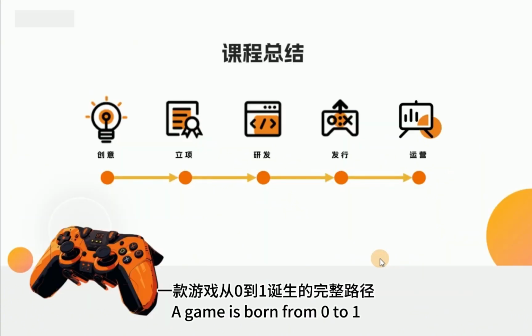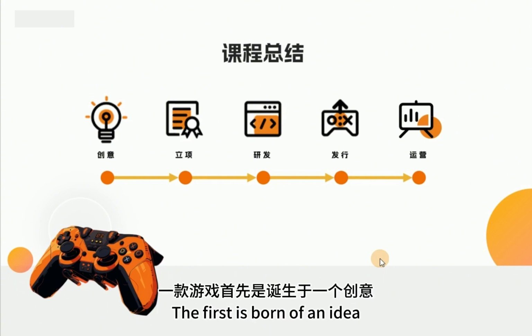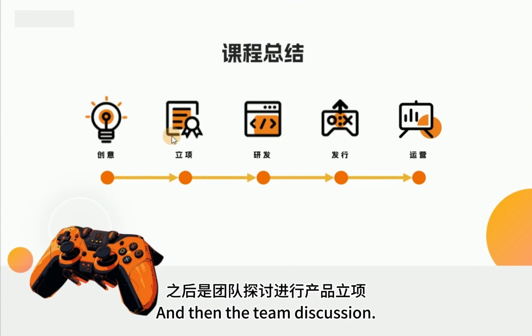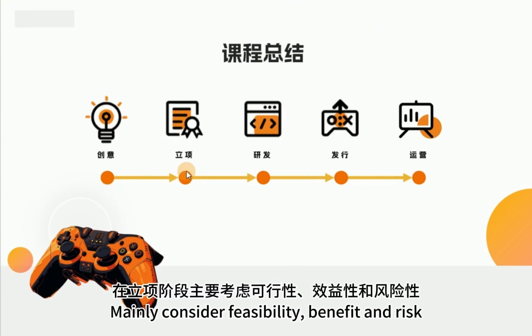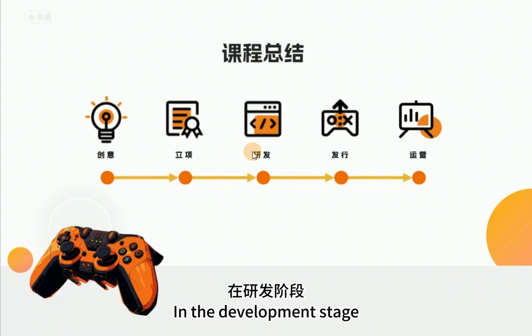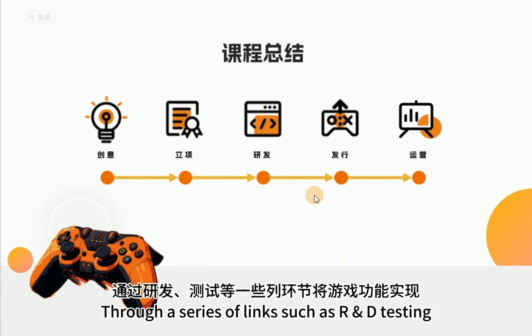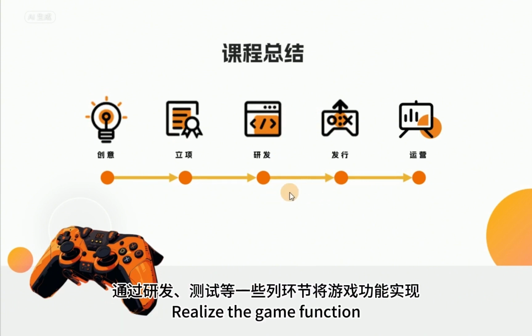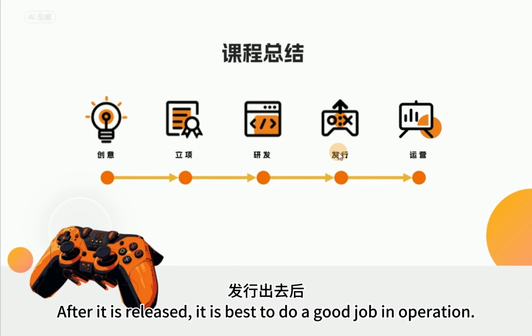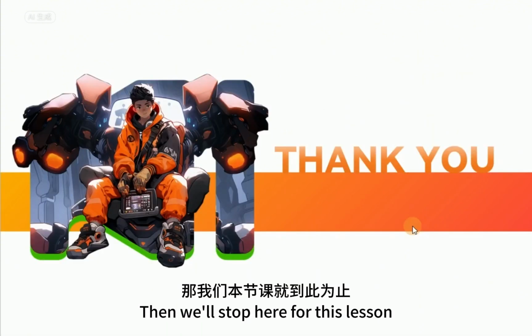So far, a game is born from 0 to 1. Let's briefly review it together. A game is first born of an idea, and then the team discusses it. During the project approval stage, mainly consider feasibility, benefit and risk. After the project is approved, it will enter the game development stage. In the development stage, through planning, division of labor and cooperation, and a series of links such as R&D and testing, realize the game function, then release the game. After it is released, it is best to do a good job in operation, to ensure that the game gains more users and revenue. Then we'll stop here for this lesson.